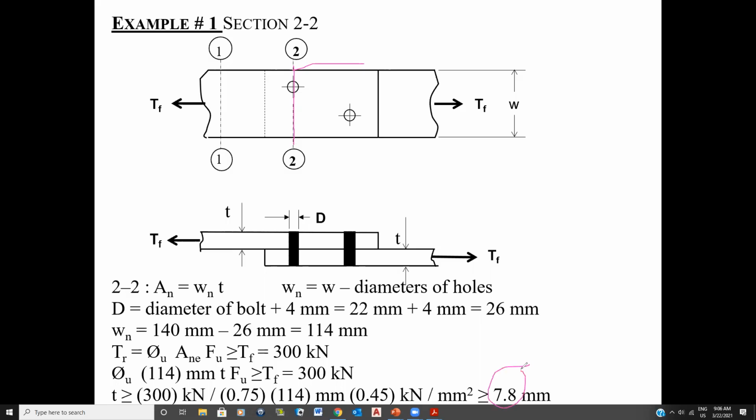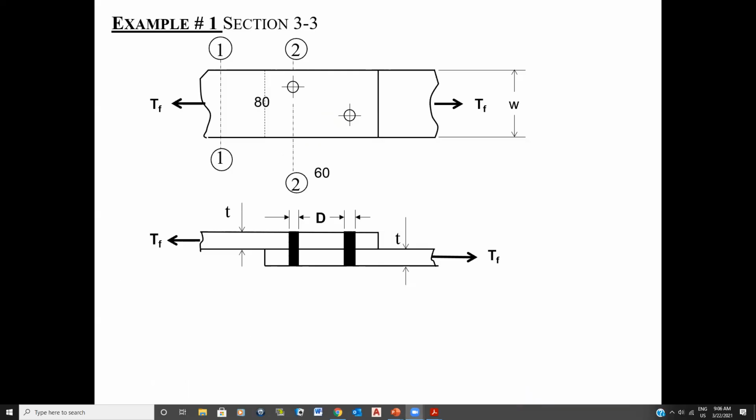How much was the other one? Do you remember? 7.4. 7.6. So that means this one so far governs over the other one. It's more likely to fail here than to fail here. That's what it's telling me. Now, the next thing I'm going to do is look at the other one. So I'm going to look at the next failure plane. So here's my failure plane, right?